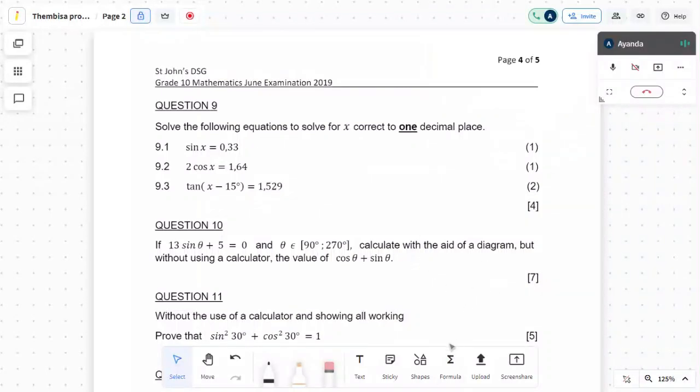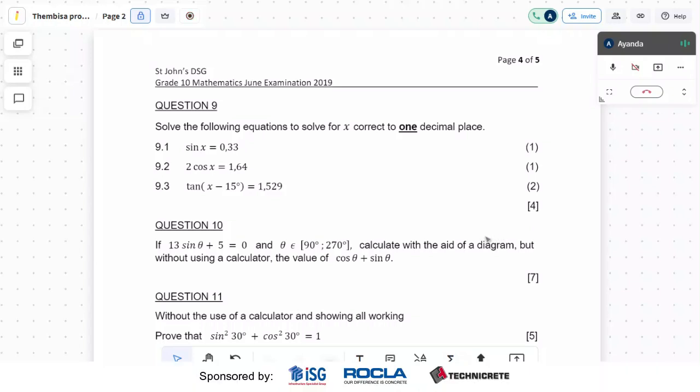In this video series, we're doing the St. John's DSG Grade 10 Mathematics June exam from 2019. And in this video, we'll be covering question 9, 10, 11, and 12, which is all going to be about trigonometry.